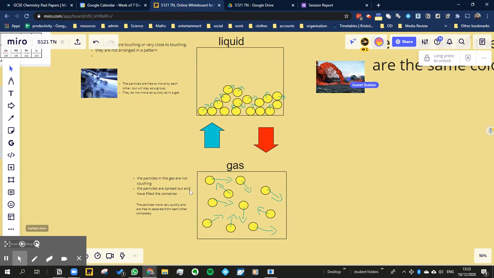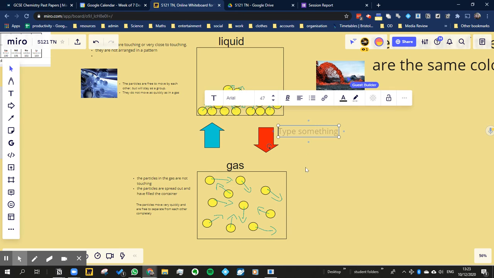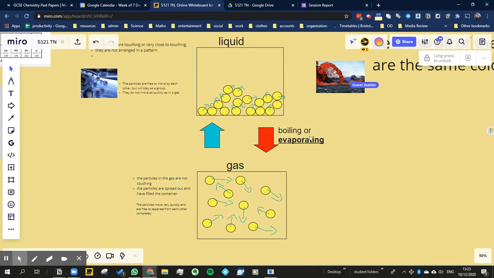Right. So basically, we can say that one is boiling. Now it does have another word. Boiling is one word we can use, I'm going to put that in brackets. No, I won't. I'm going to say boiling, and for now, I'm going to say or evaporating. But I'm going to bold and underline evaporating, because evaporating is a better word to use, because sometimes something will turn into a gas without it boiling.